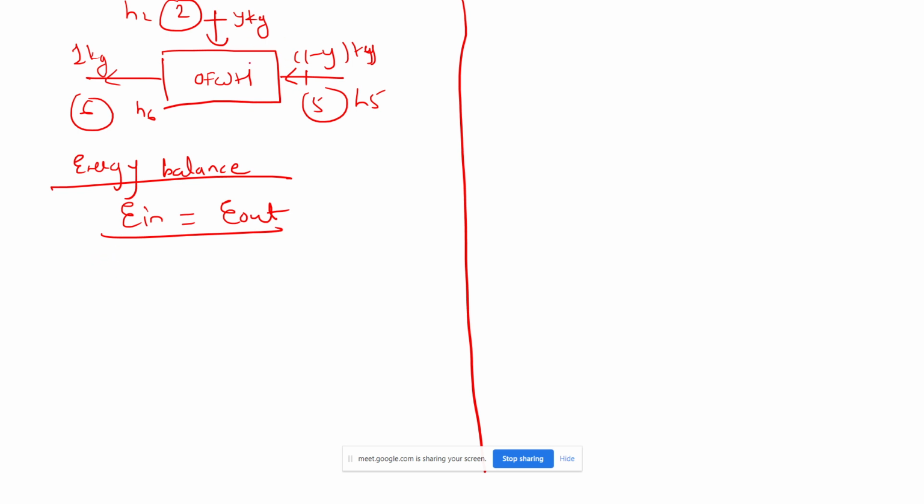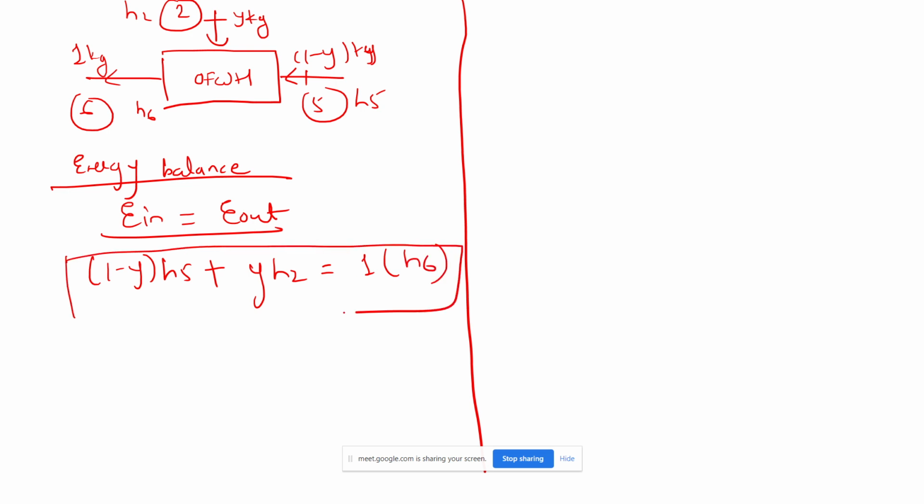So energy entering: (1 minus y) into h5 plus y into h2 is equal to 1 into h6. So from here we can calculate y, how much amount of heat we have extracted out at the intermediate stage. This is also a very important energy balance equation you have to remember, because many times they won't give how much steam they are extracting at the intermediate stage of the turbine. So for that you have to apply the energy balance equation, and from there you can find it out.